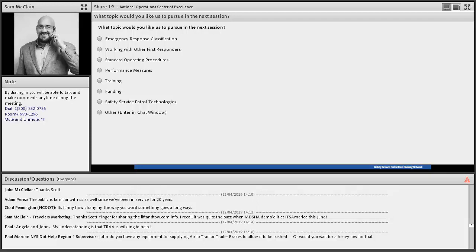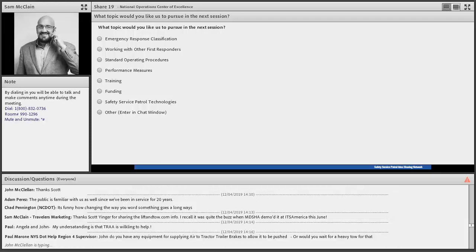For training, exactly how it sounds. How do you go about training? We heard a little bit about on-the-job training today. Colorado does mostly on-the-job training, but there are a lot of best practices. I know there's some new training tracks that are being put into place across the country, so we could dive a little bit deeper into training. Funding doesn't seem to be a popular one here with this audience, but funding is just really as it sounds. How do you pay for the safety patrols? How do you get the budget necessary to support different vehicles or different equipment or new enhancements?